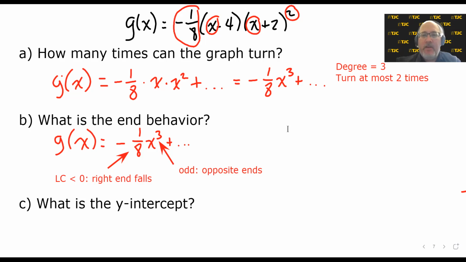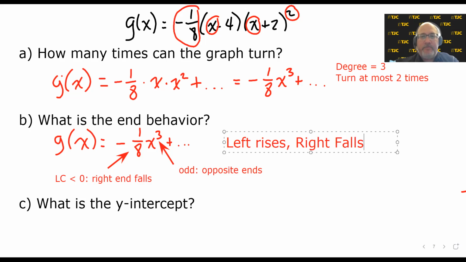All right. So if we put it all together, this means that the right falls and the ends are opposite, so the left rises and the right falls.